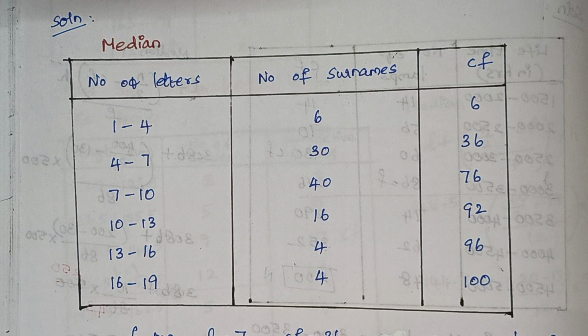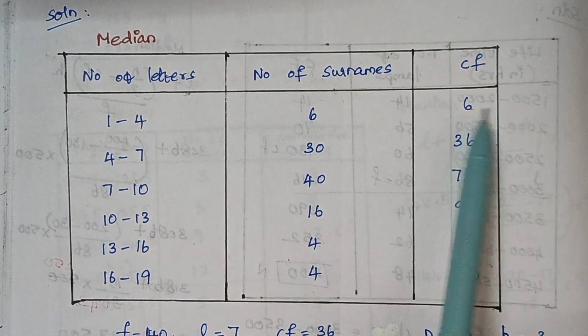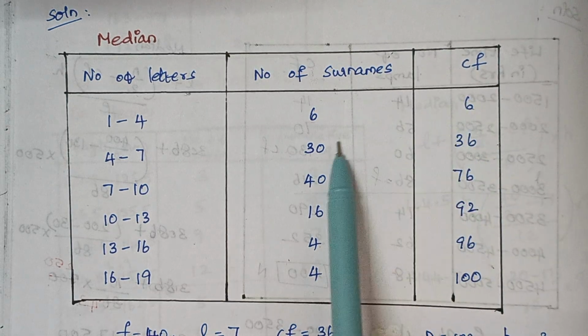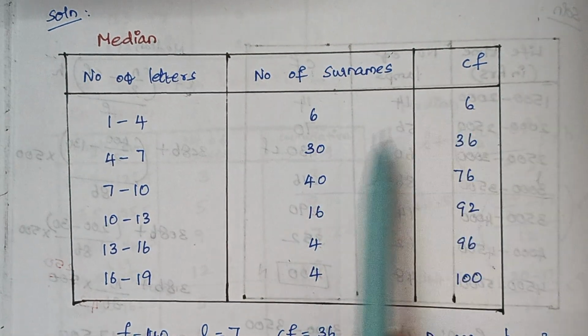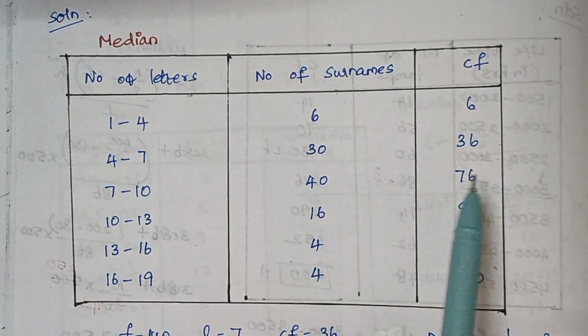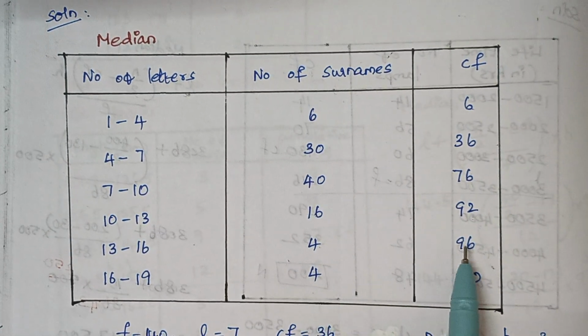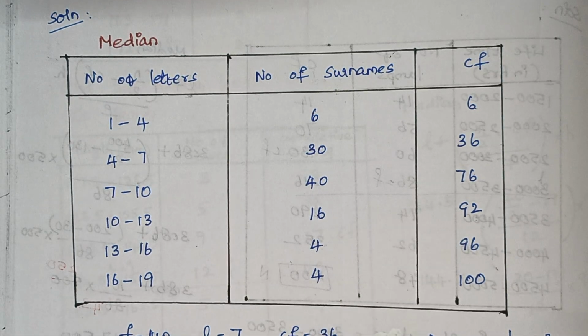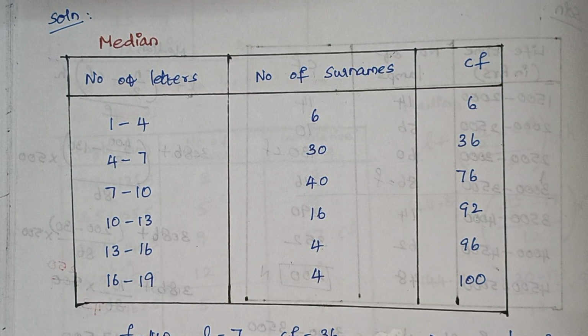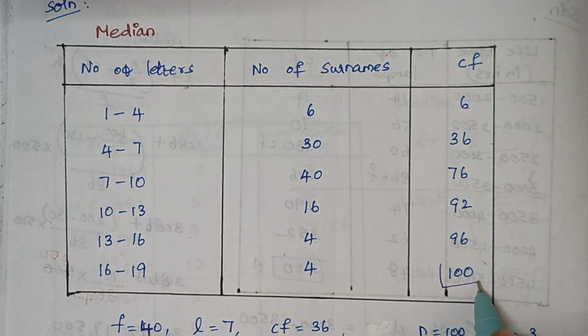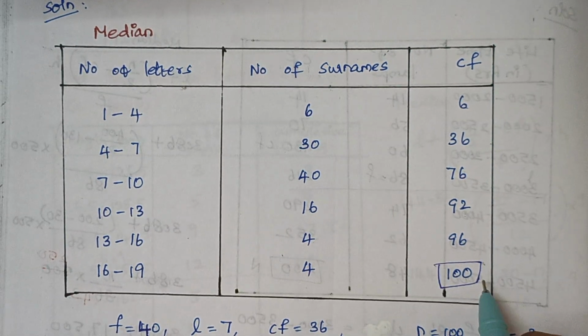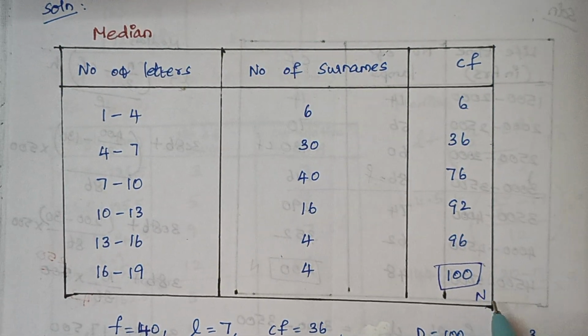So again, how to calculate cumulative frequency? You have to write the first number here as such, and to find the second number, just add the next number here. So 60 plus 30, 36, 36 plus 40, 76, 76 plus 60, 92, 92 plus 4, 96, and 96 plus 4 gives you 100. So here what is the value of n? The value of n is 100. So 100 by 2 is 50.